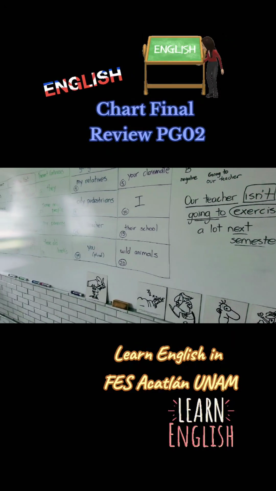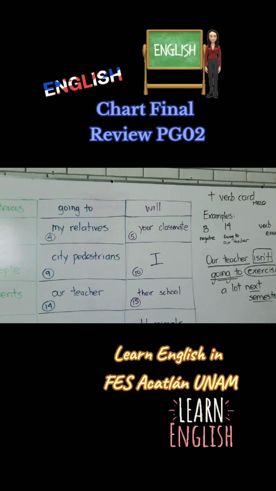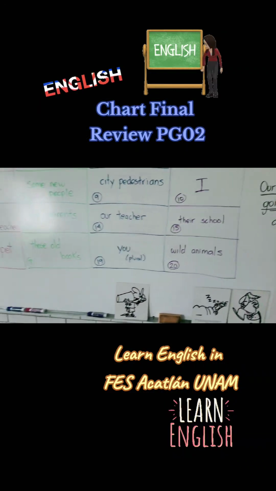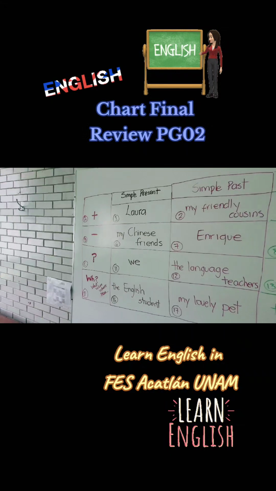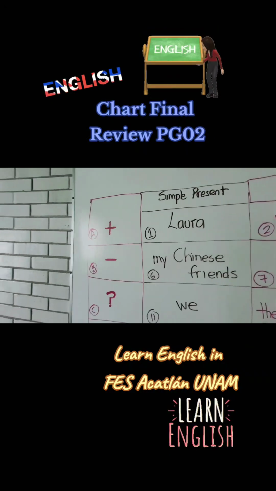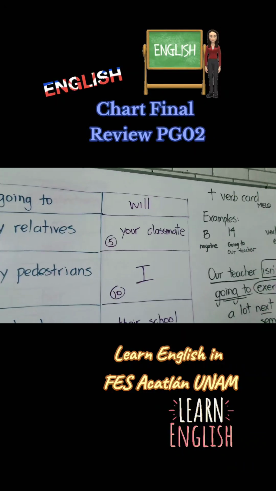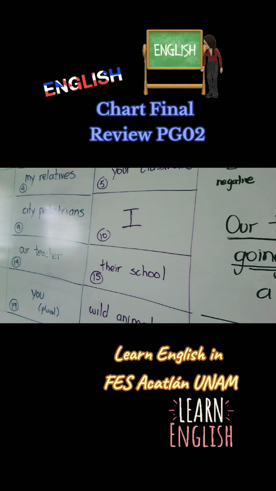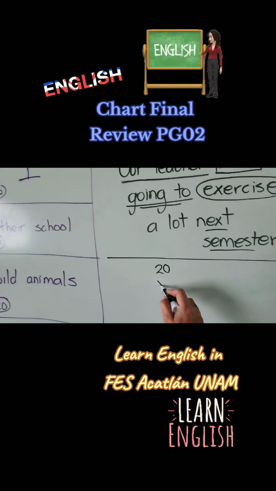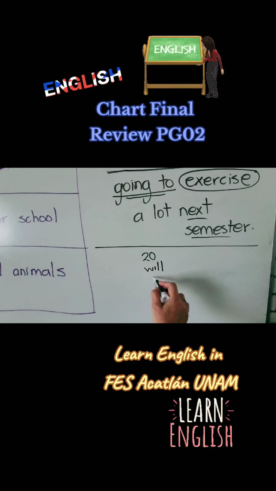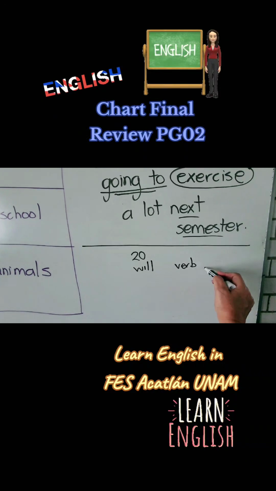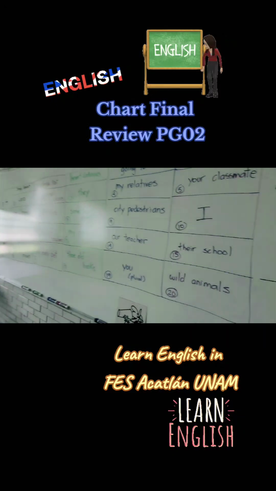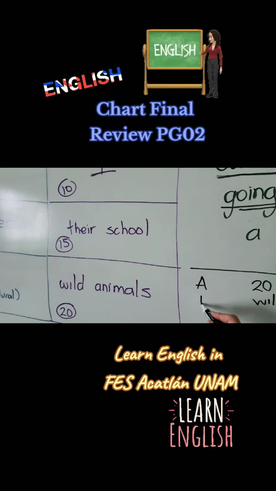I hope this helped you, and we are just missing will, but we can do one, for example, let's see, wild animals and affirmative A, no? It would be with will, wild animals would be number 20 with will, and then let's use the verb run, and we said it was going to be affirmative, no? That would be A, affirmative.